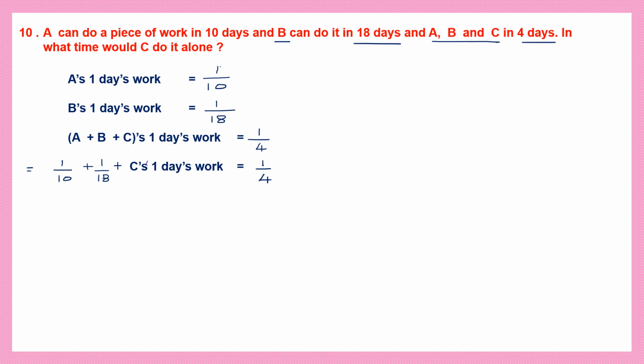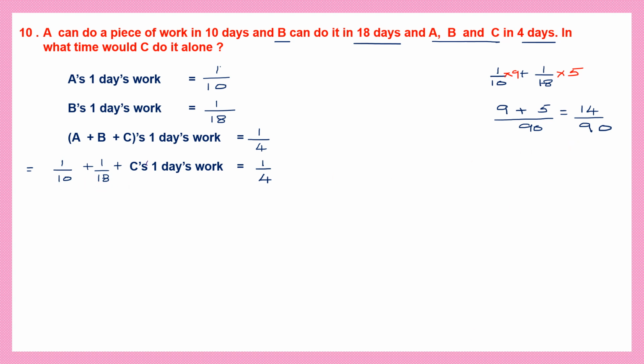Now, here we have addition of fractions. So we're going to simplify this first. So let's work it out here in the working column. So we have 1 by 10 plus 1 by 18. And we have to find the LCM. And the LCM here is 90. So 10 into 9 is 90. So 1 into 9 is 9 plus 18 into 5 is 90. So 1 into 5 is 5. So 9 plus 5 is 14. So we have 14 by 90. And what is 14 by 90? That is A's 1 day's work plus B's 1 day's work is 14 by 90.